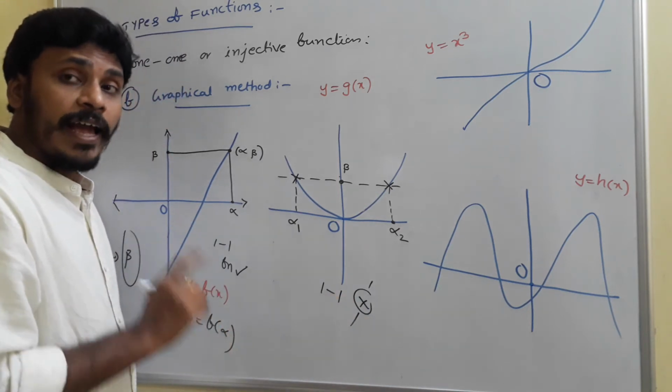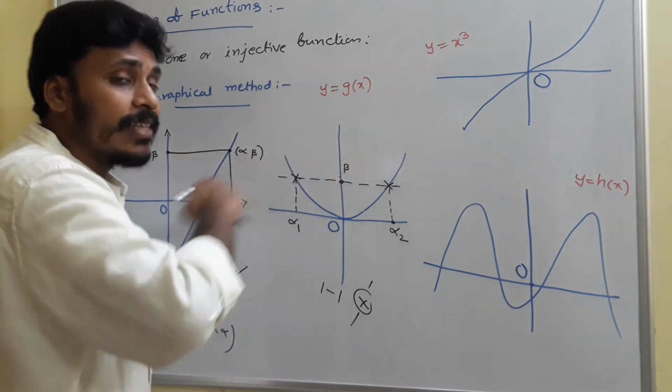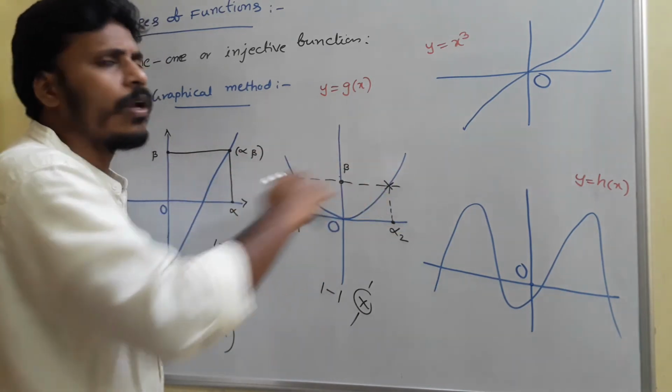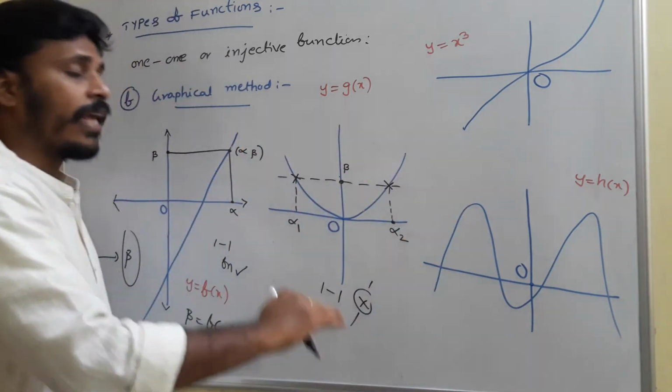So at the end, to check whether a given graph is 1-1 or not, you need to draw horizontal lines at different positions, not only at one place. You just draw a horizontal line, draw a horizontal line, draw a horizontal line, like that.